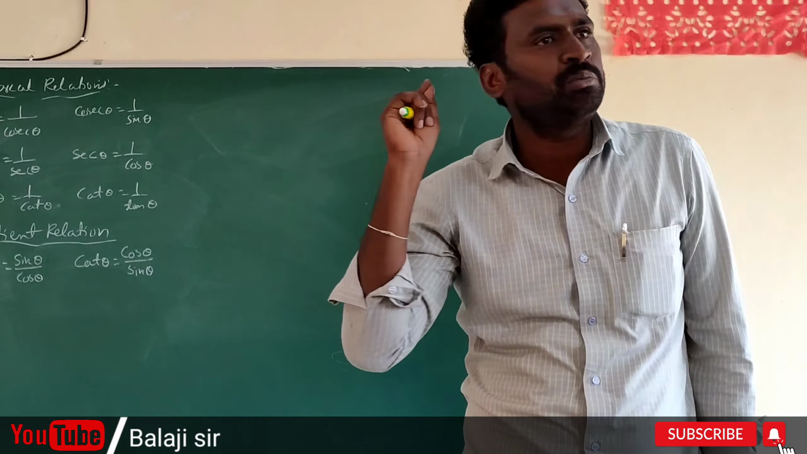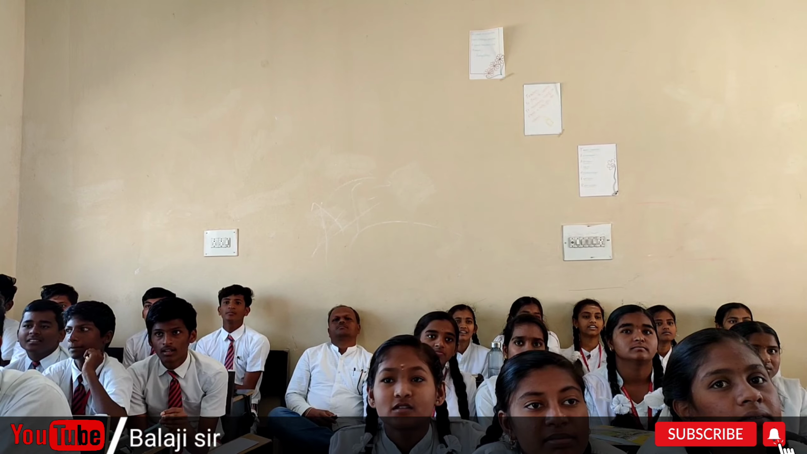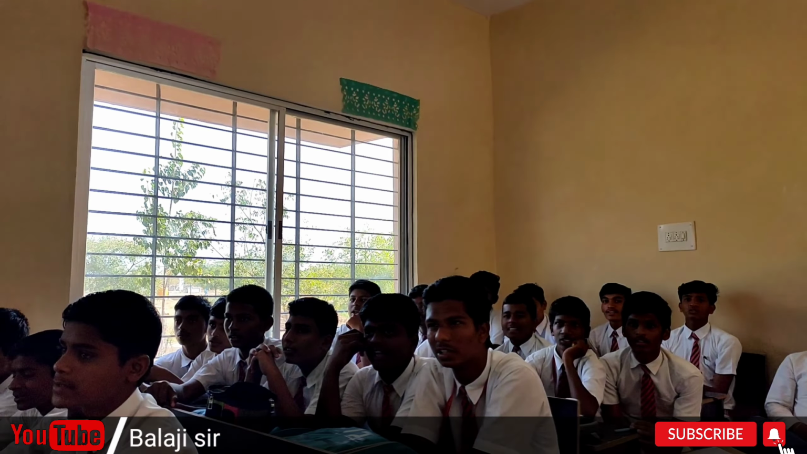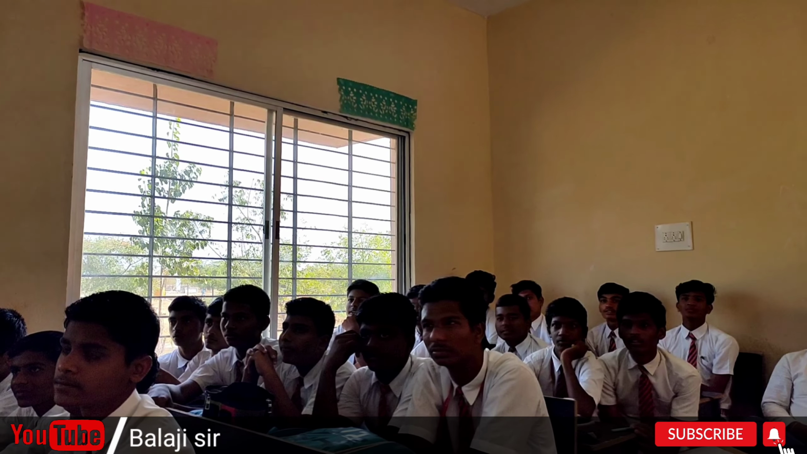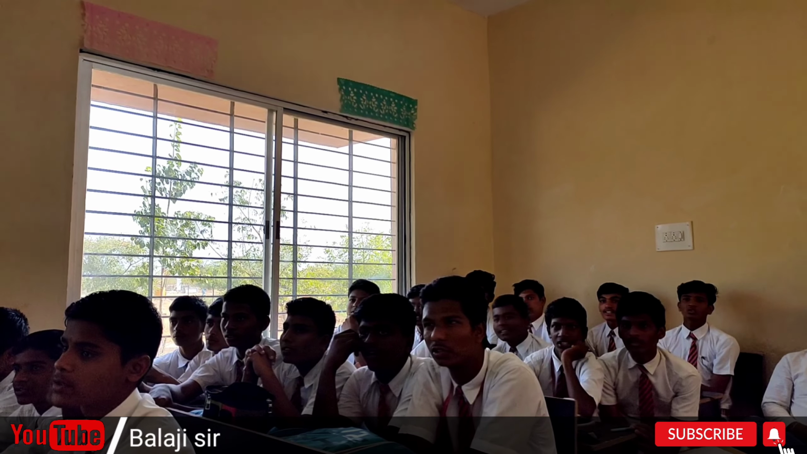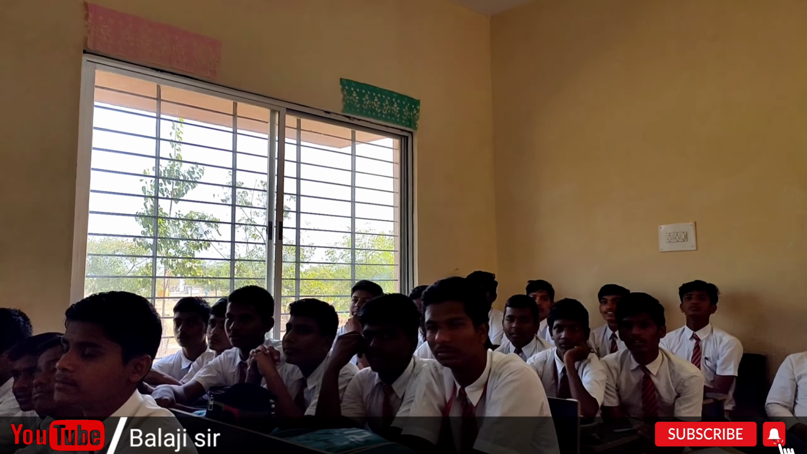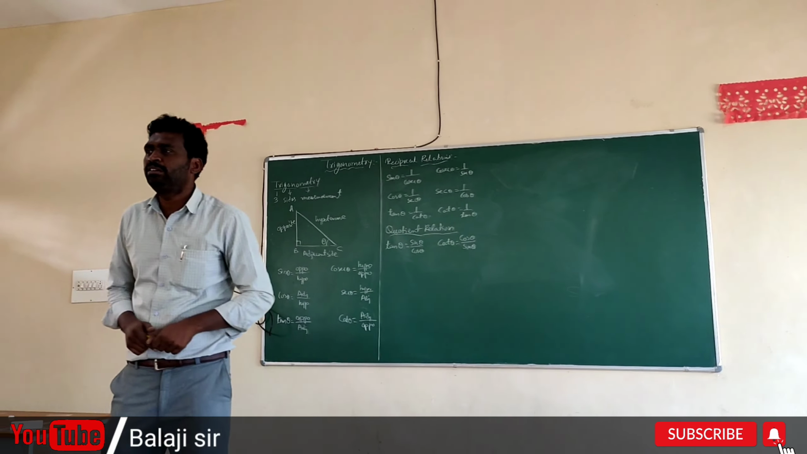Sine theta is 1 by cosec theta. Cosec theta is equal to 1 by sine theta. Tan theta is nothing but 1 by cot theta. Cot theta is nothing but 1 by tan theta. Sec theta is nothing but 1 by cos theta. Cos theta is nothing but 1 by sec theta. Now I am going to ask randomly. Let's see how much you have learned.